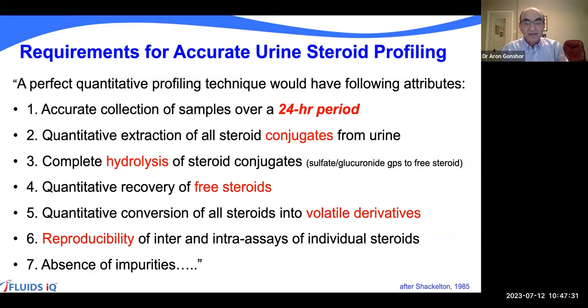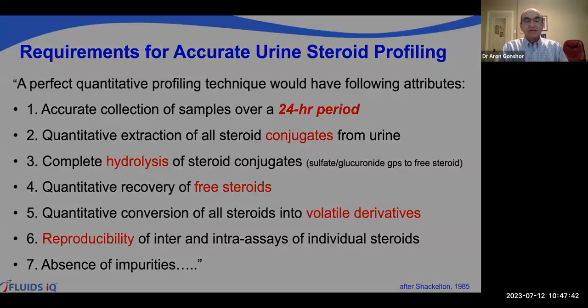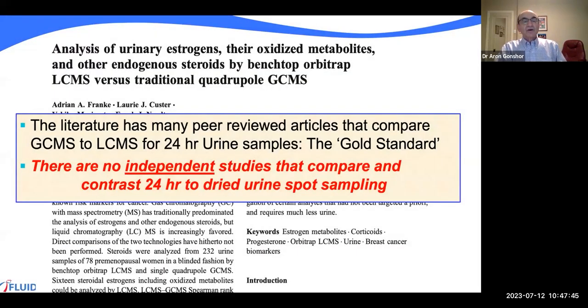And reproducibility of inter- and intra-assays for individual steroids. I want to see that. Every good scientist says, show it to me. They're not showing it. So, I can show you many studies that do go into GCMS and LCMS. It's thousands of these studies. The literature has many peer-reviewed articles that compare GCMS to LCMS for 24-hour urine samples. It's the gold standard. Everybody knows that.